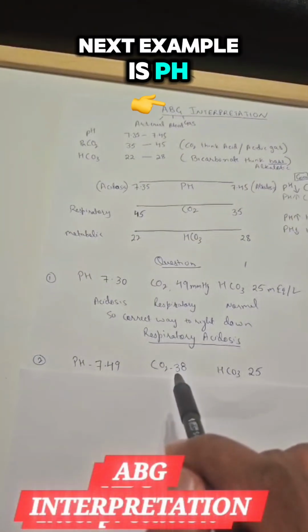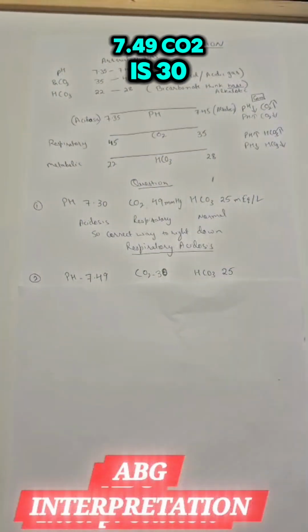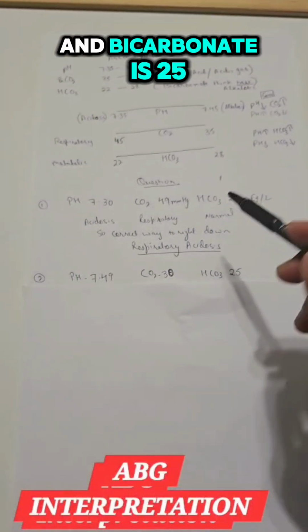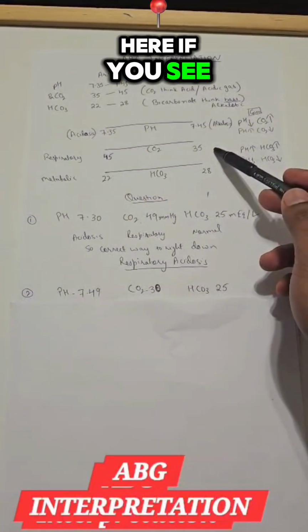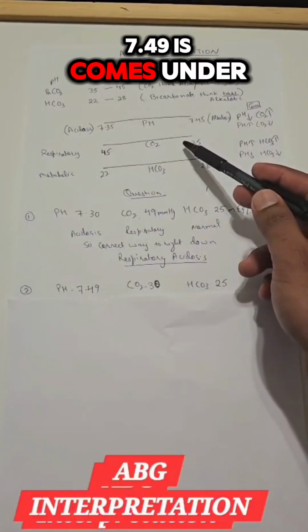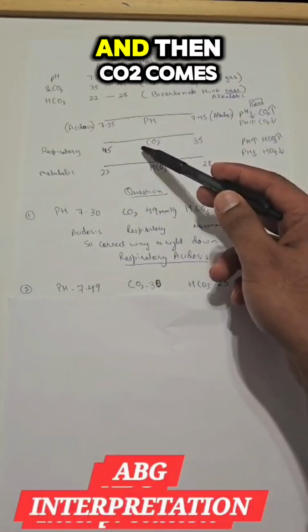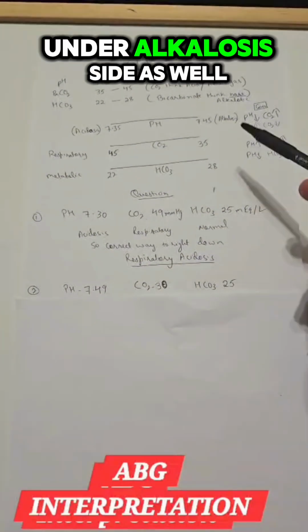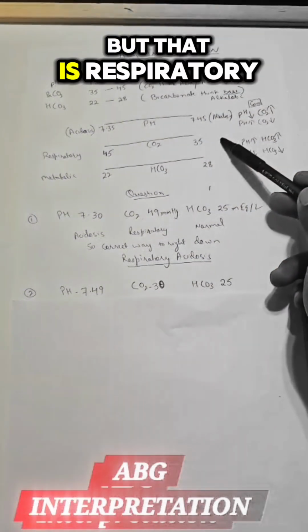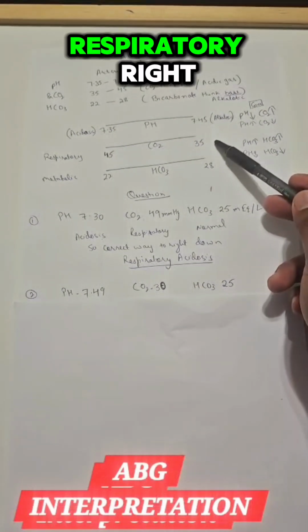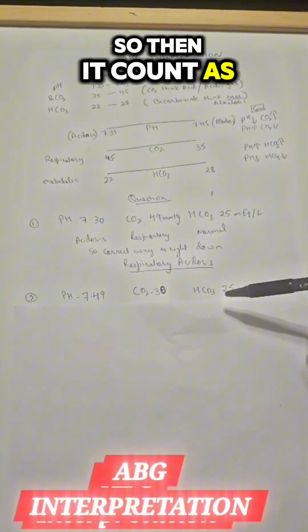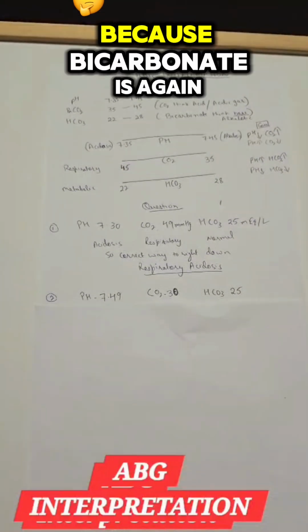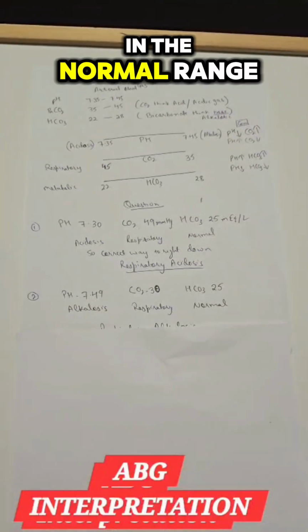Next example is pH 7.49, CO2 is 30, and bicarbonate is 25. Here, if you see, 7.49 comes under the alkalosis side, and then CO2 comes under the alkalosis side as well. But that is respiratory. As I said, CO2 is respiratory, right? So then it counts as respiratory alkalosis, because bicarbonate is again in the normal range.